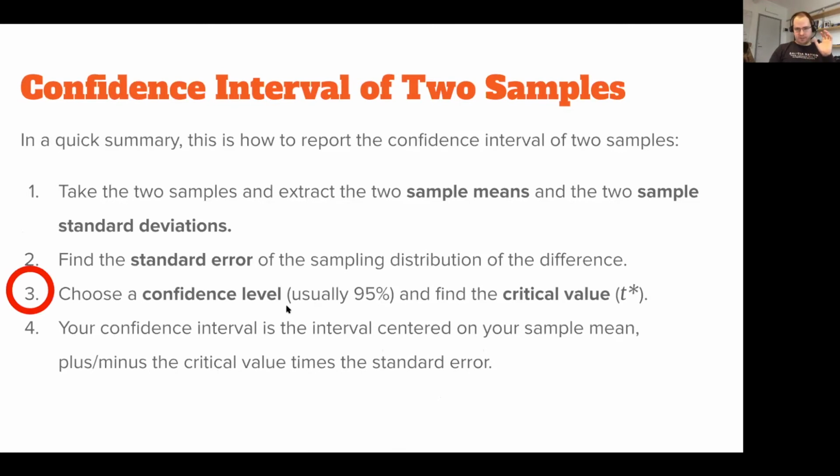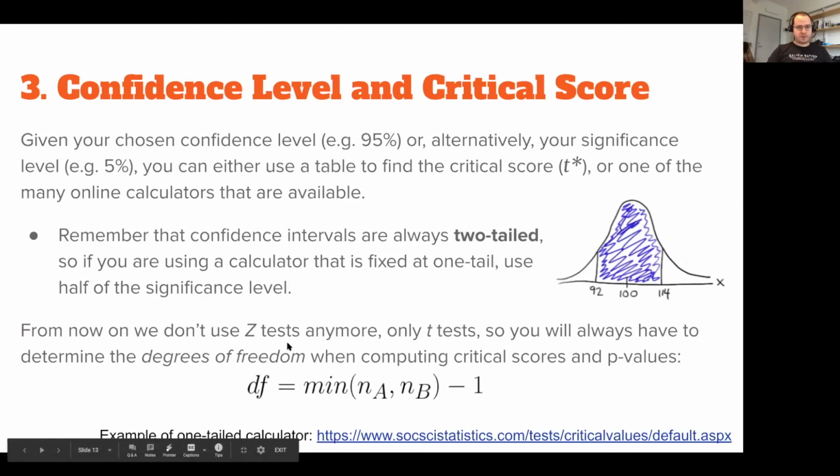Okay, now we have the sample means, we have the standard deviations. From the standard deviations, we computed the standard error, which is just one, right? Because finally, we're going to have one confidence interval, which is just the confidence interval of the difference. So now step number 3 is to choose a confidence level and find the critical value.